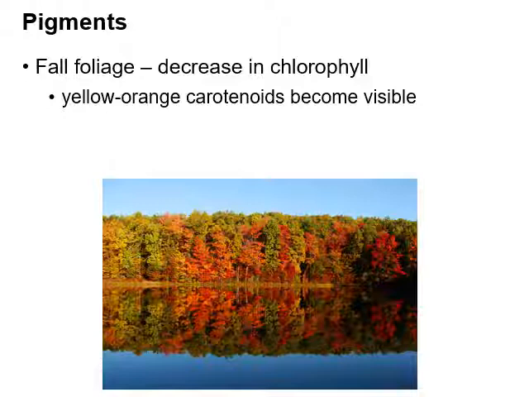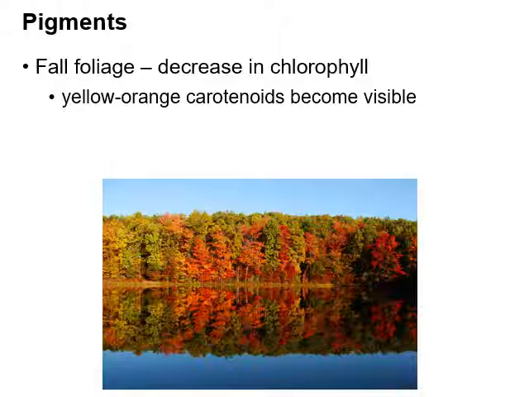Why fall foliage happens has to do with chlorophyll. Typically during the growing season, a plant is photosynthesizing a lot. So it's using a lot of chlorophyll to photosynthesize. Because there's so much chlorophyll in there, you don't really see the carotenoids. The carotenoids are there, but you just don't see them because they're superseded and drowned out by the chlorophyll.